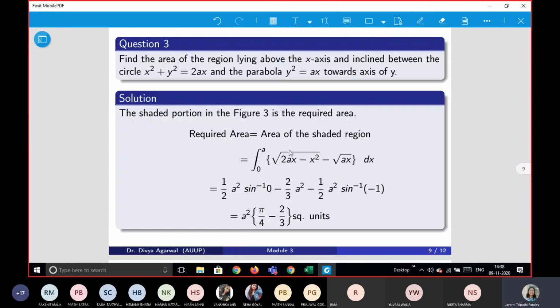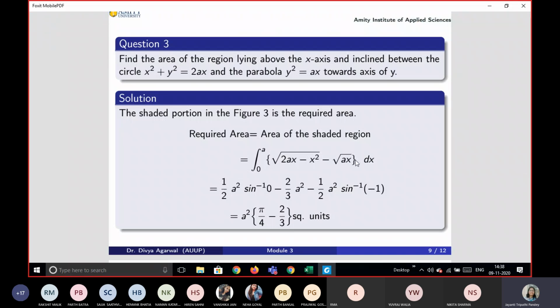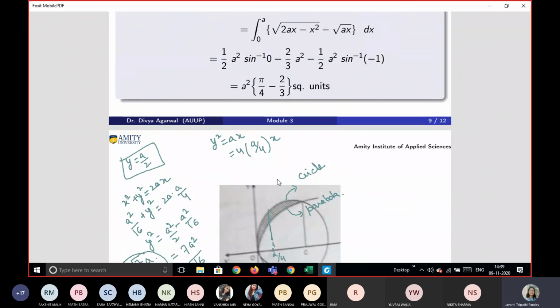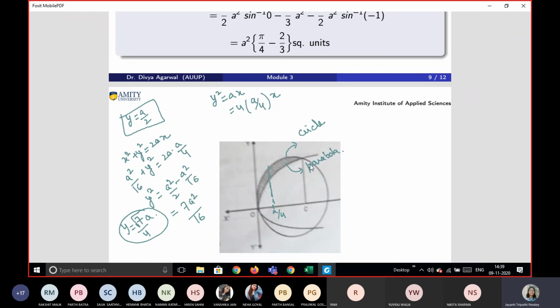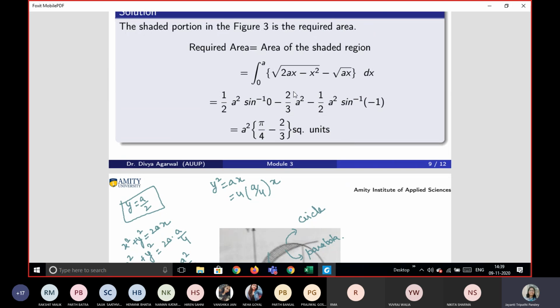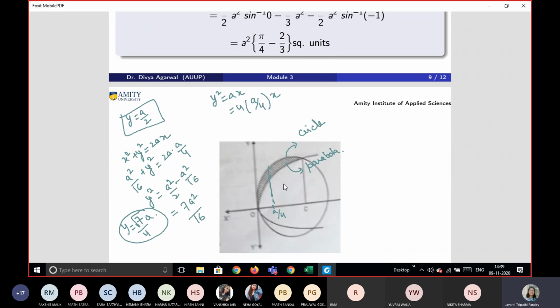Now this is clear. So we will do first circle and then parabola and take the difference. Because we have calculated the two points of intersection are (0, 0) and (a, a). So you take it from 0 to a, y1 minus y2 dx. What is your y1? First curve. We have to mention what is our y1 and y2.